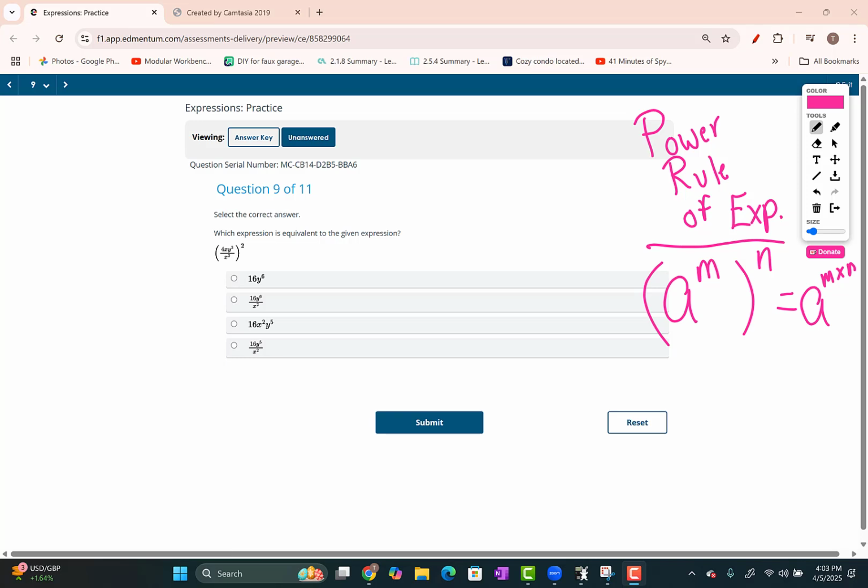Question 9, which expression is equivalent to the given expression? So we see this expression. The first thing I'll note is we're going to need the power rule of exponents. And the power rule of exponents says when you raise an exponent to another exponent, to simplify, you're going to multiply those exponents together. So let's do that first.